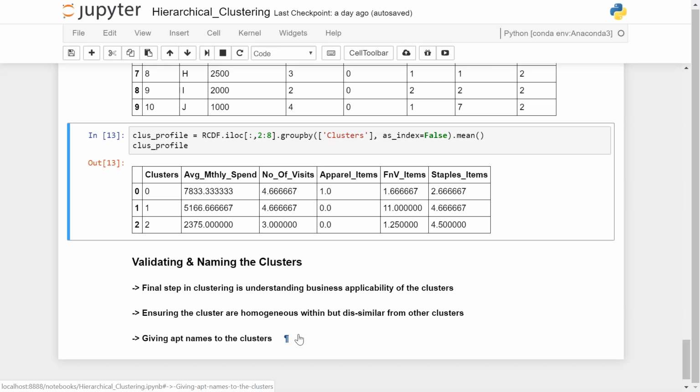Likewise, if I say cluster 1 I name as FNV lovers, it becomes very clear that these are people who come for fresh fruits and vegetables, green veggies. Cluster 2 I'll call only staple buyers. Some name. I'm not saying I'm giving the best of the names, but something which makes the cluster self explainable. That kind of name, it becomes very easy in communication. So that is the last step. Once you have done your clustering exercise, give appropriate names to the clustering.